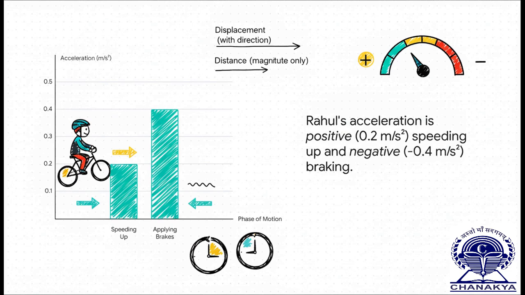Or let's think about Rahul on his bicycle. When he starts pedaling and gets faster, he has a positive acceleration. But then, when he applies the brakes to slow down, his velocity is still changing, right? So he's still accelerating, we just call it a negative acceleration, or deceleration.